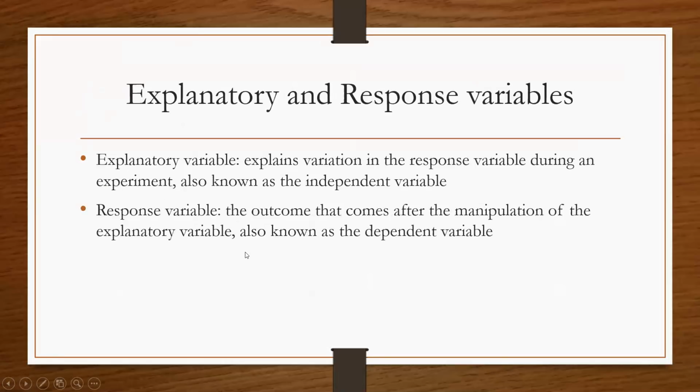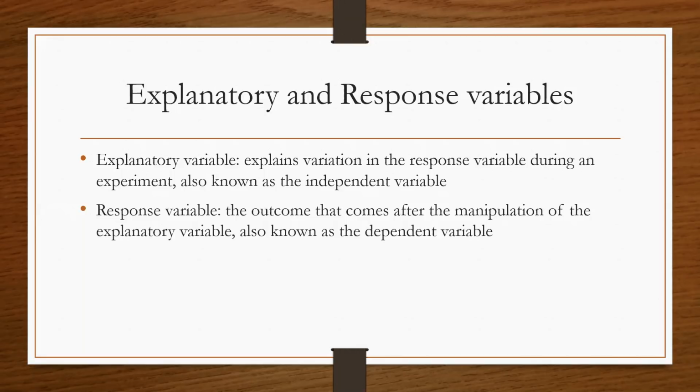All right, explanatory and response variables. Explanatory variable, also known as the independent variable, it might get flip-flopped between what it's called on the exam or something like that. Basically, it explains the variation that occurs during an experiment. So it's the thing that you're manipulating in order to see what the result of the experiment will be. And with that case, the response variable or the dependent variable is basically the outcome of whatever gets manipulated.